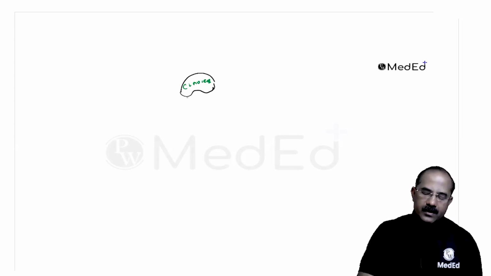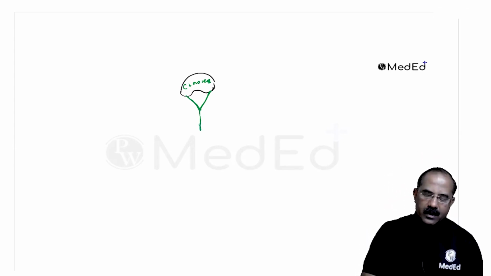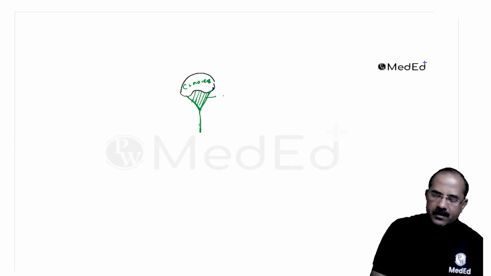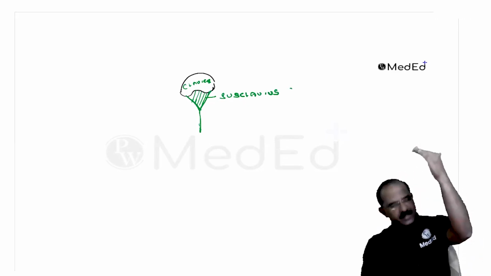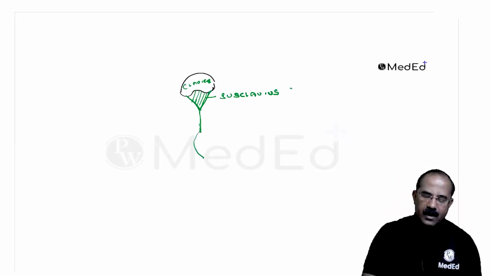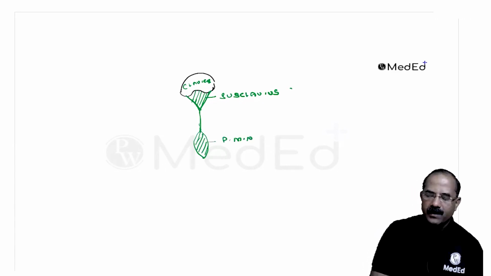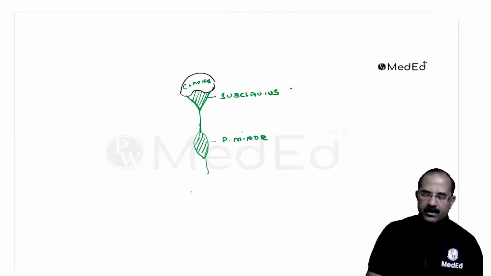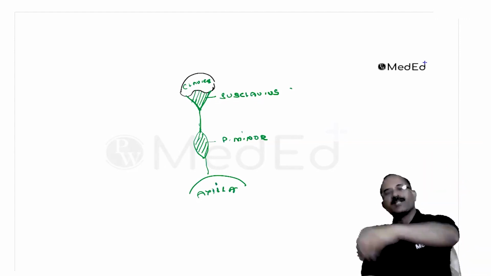From this clavicle begins the clavipectoral fascia. It begins from the clavicle and comes down. There is a muscle below the clavicle, and the fascia encloses this muscle. What is this muscle? This is the subclavius. Now this fascia goes down and encloses another muscle. Who is this? Can anyone tell me? This is the pectoralis minor. And now this fascia is inserted into the axilla.